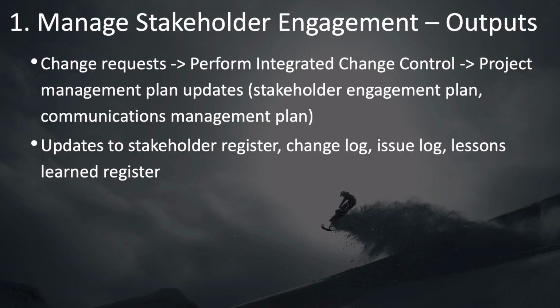As mentioned earlier, there are really no new project artifacts generated from the managed stakeholder engagement process. However, we do have some updates in that things can be changed and need to be changed. And some of these changes can require change requests that go through the Perform Integrated Change Control process in order to update baselined documents, such as your project management plan or any of your baselines, especially your stakeholder engagement plan and communications management plan in the case of managed stakeholder engagement.